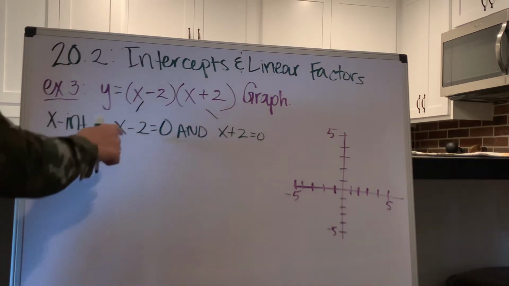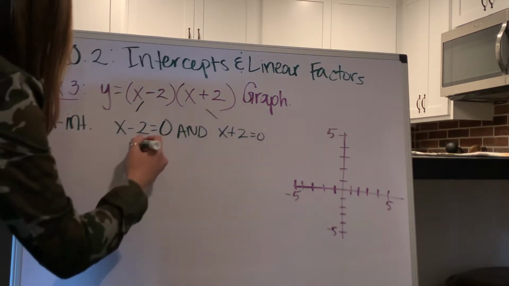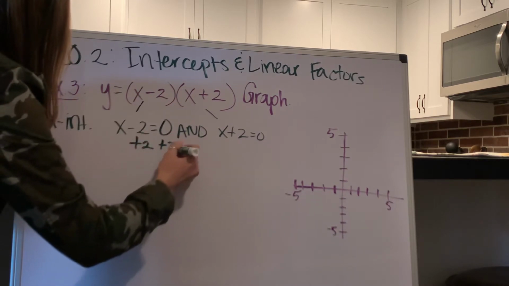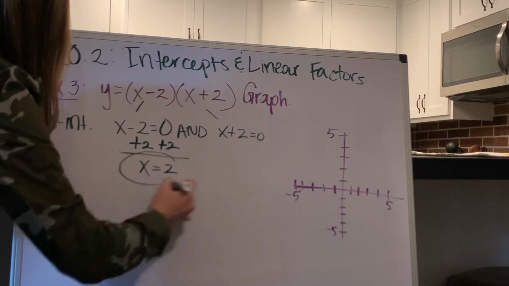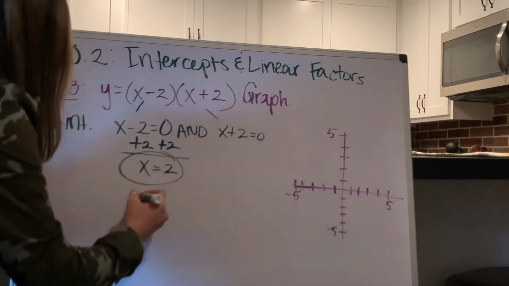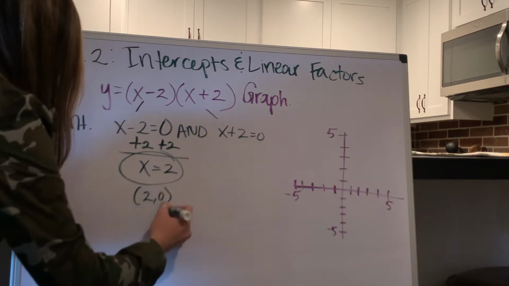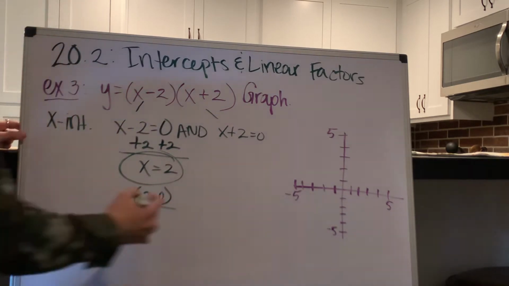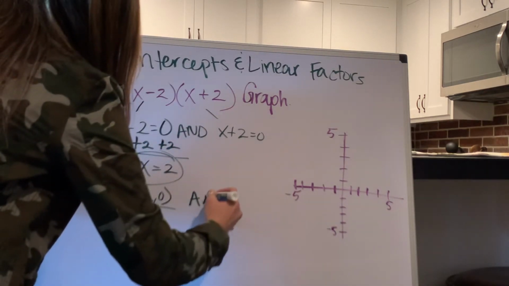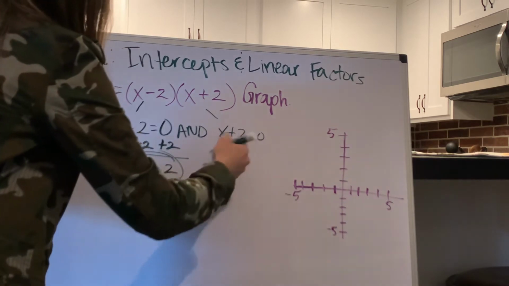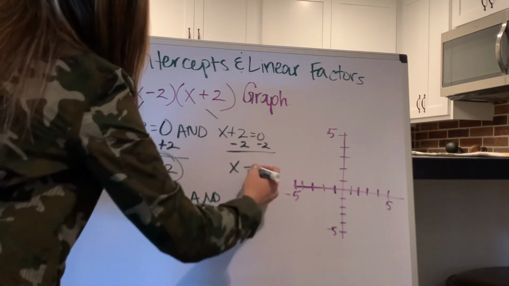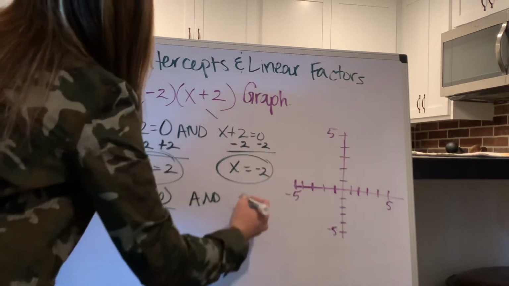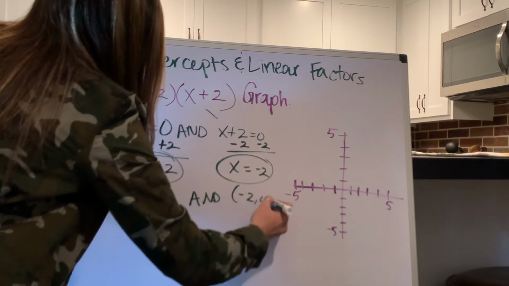What we're going to do is solve for x. Over here, we want to get rid of this minus 2, so we add it to both sides, and we end up with x is equal to 2. That's our first zero. We can also write this as 2 comma 0. That's our x-intercept. And we have another part. We want to get x by itself here, so we subtract the 2, and we end up with x is equal to negative 2. That's our second x-intercept, so negative 2, 0.